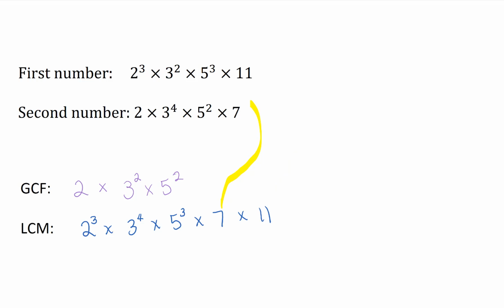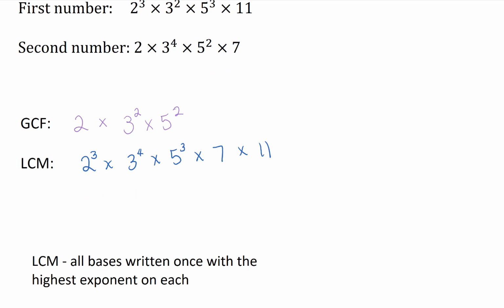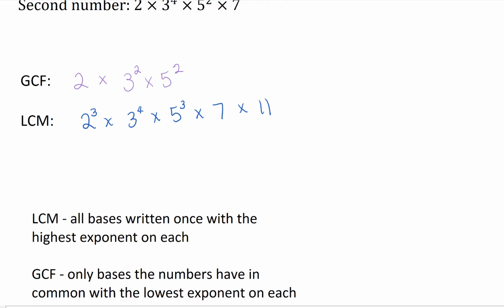So the rule of thumb is, for the least common multiple, we're going to want all bases written once with the highest exponent on each. And you include all the bases, even if the two numbers don't have that base in common. And for the greatest common factor, you want to include only the bases the numbers have in common and the lowest exponent on each.